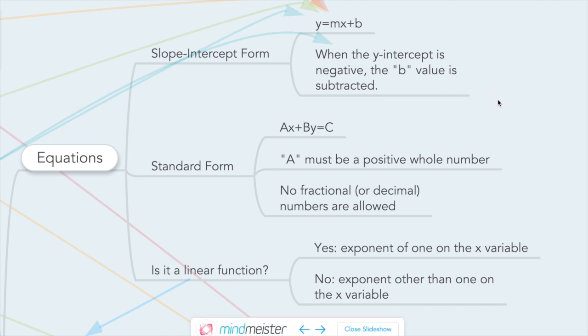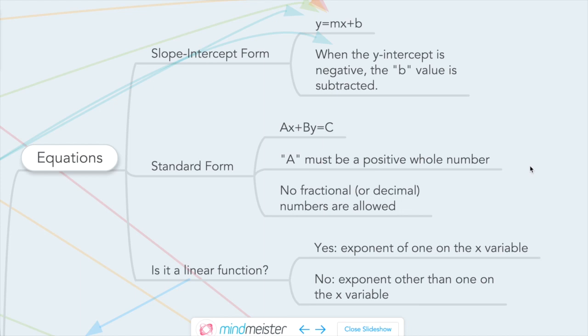The second type of equation we looked at was standard form. This was ax plus by equals c. And remember, a must be a positive whole number, and no fractional or decimal numbers are allowed. You can solve an equation for y and get a slope-intercept form equation, or you can solve for the constant and get a standard form equation, and we did lots of practice with that.